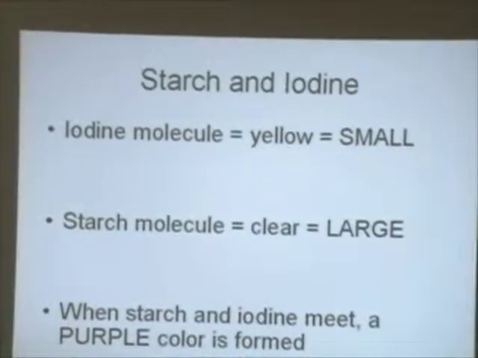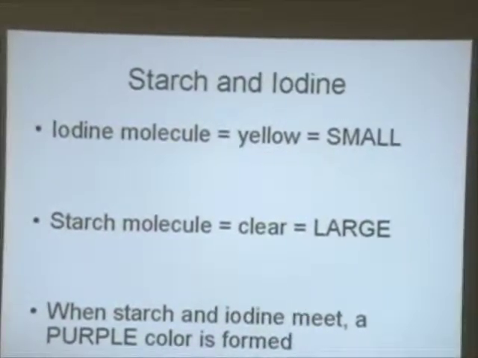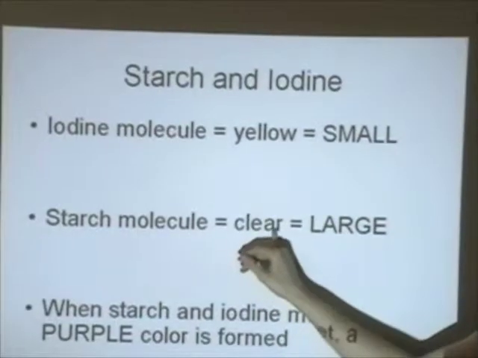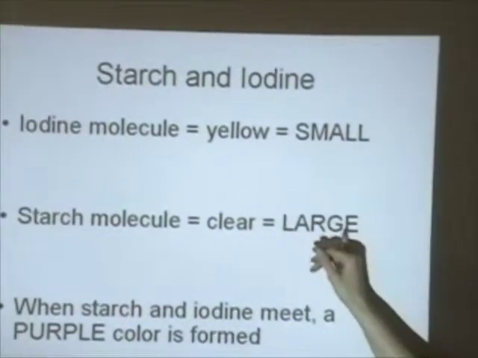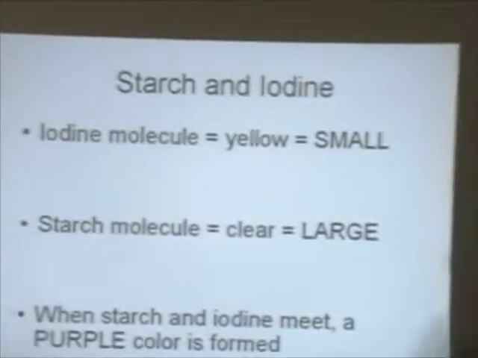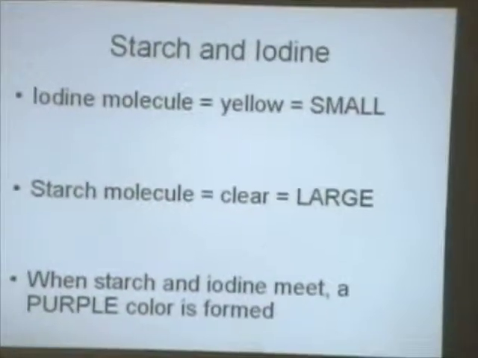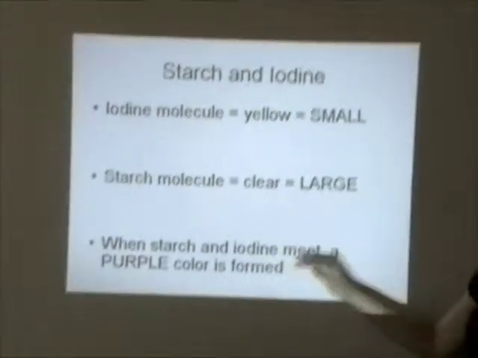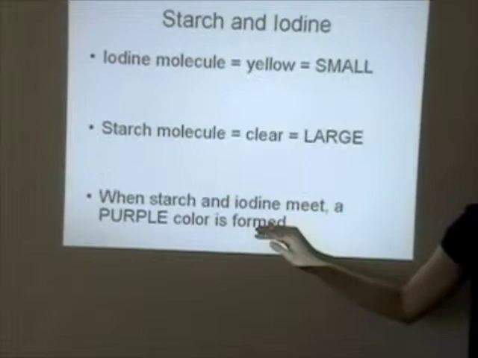Molecularly, iodine is very, very small. Starch, on the other hand, when it's in a liquid form, is clear and really, really big. So we have a small molecule and a much larger molecule. What's interesting about these two molecules is that when starch and iodine meet, they form this purple color.